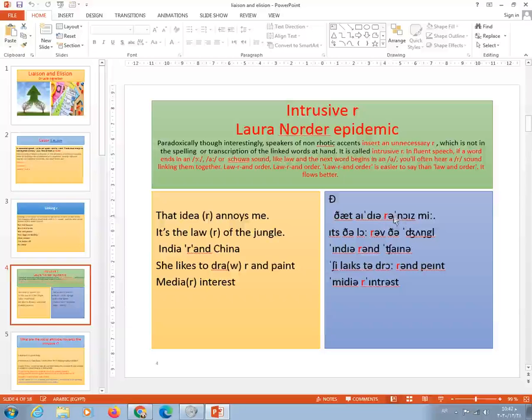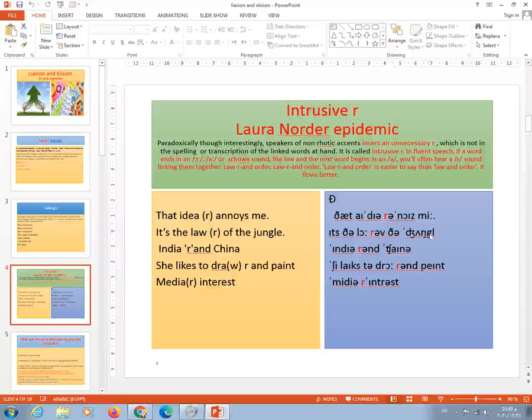So we have that idea annoys me. That idea annoys me. Number two, it's the lore. Look at this, lore. The rule says O or schwa. The second word is of, starting with schwa. So you say it's the lore of the jungle. It's the lore of the jungle.